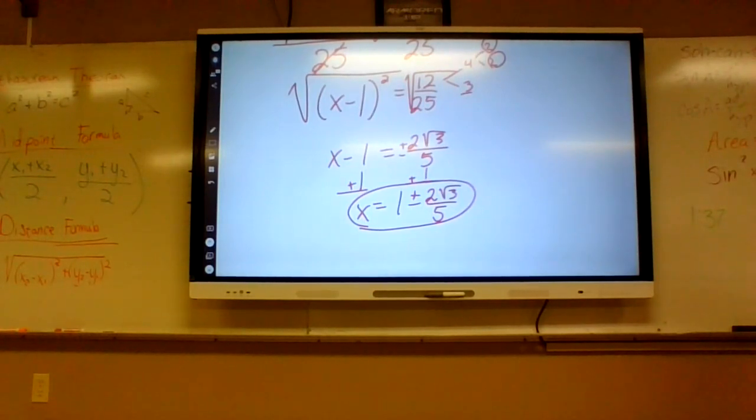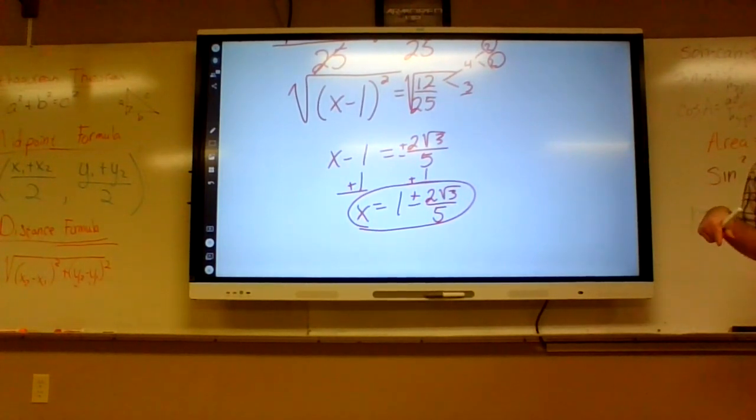But on this problem, we're not actually going to do the 1 plus and 1 minus. You can't do 1 plus 2 square root of 3, unless you want to change it to a decimal. We don't change it to a decimal unless they specifically tell us to. We're going to leave it in the square root.